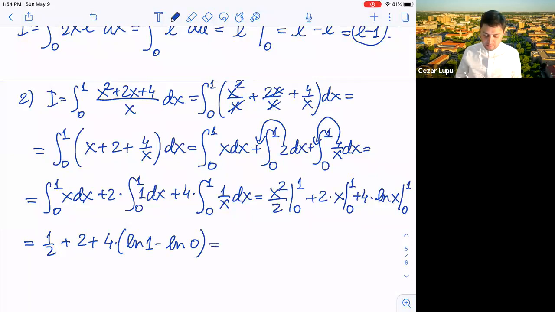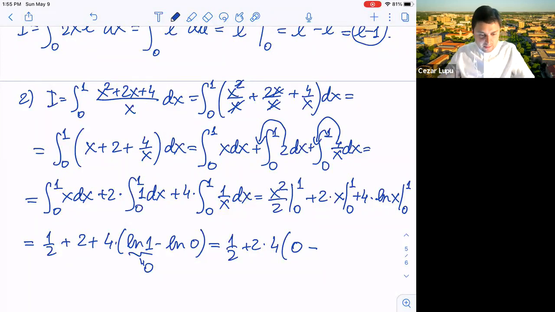So anyway, this would be 1/2 plus 2 plus 4 times ln of 1, which is 0, and minus this guy here, ln of 0, which is not defined. So that's a problem with this integral. I think they made a mistake. Let me see. Yeah, that's strange.